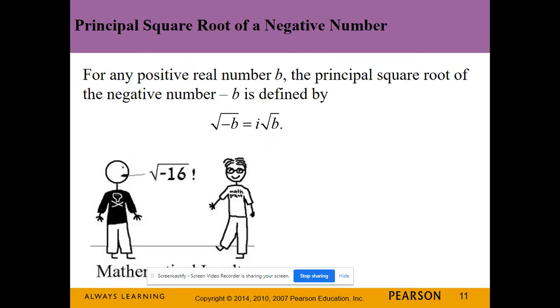For any positive real number b, the principal square root of the negative number negative b is defined by the square root of negative b equals i root b.